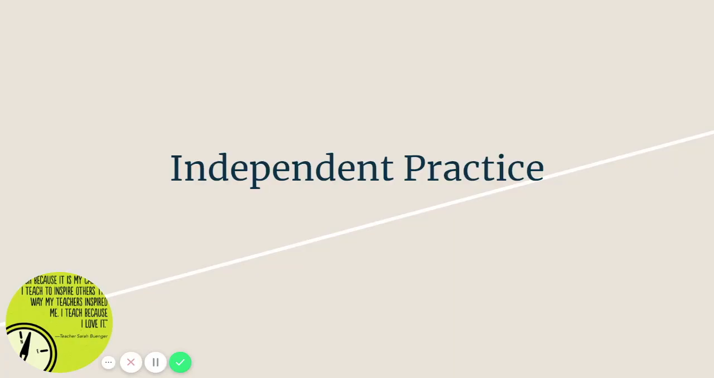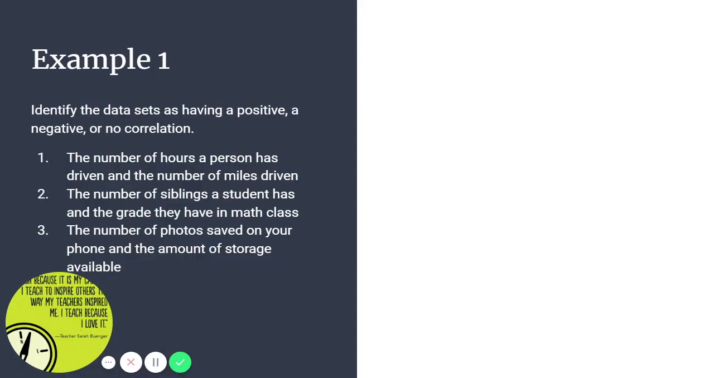Welcome back. It is time for your independent practice, and here we are with example number 1. Identify the data sets as having a positive, negative, or no correlation. Number 1, the number of hours a person has driven and the number of miles driven. Number 2, the number of siblings a student has and the grade they have in a math class. Number 3, the number of photos saved in your phone and the amount of storage available. Please take a moment to identify which type of correlation each one of these have. When you are done, please press play so that we can go over these examples together.